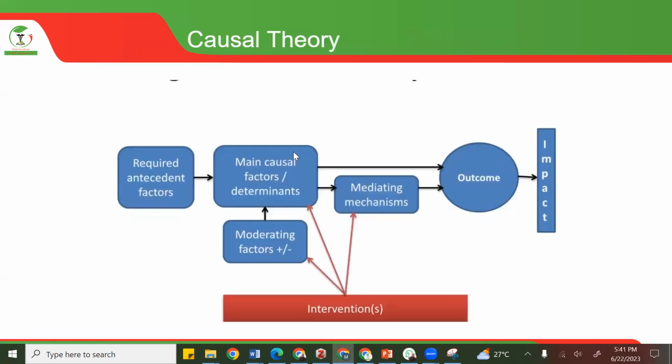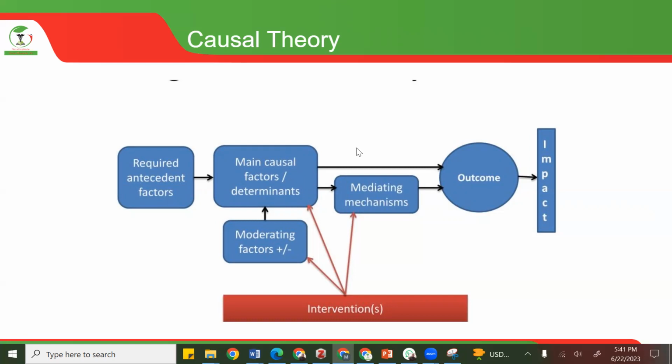The reason why you need to look at those factors is because it will lead you to the right interventions. So you need to connect the different factors. You need to be able to connect the required antecedent factors, the main causative factors, the mediating factors, and the moderating factors.